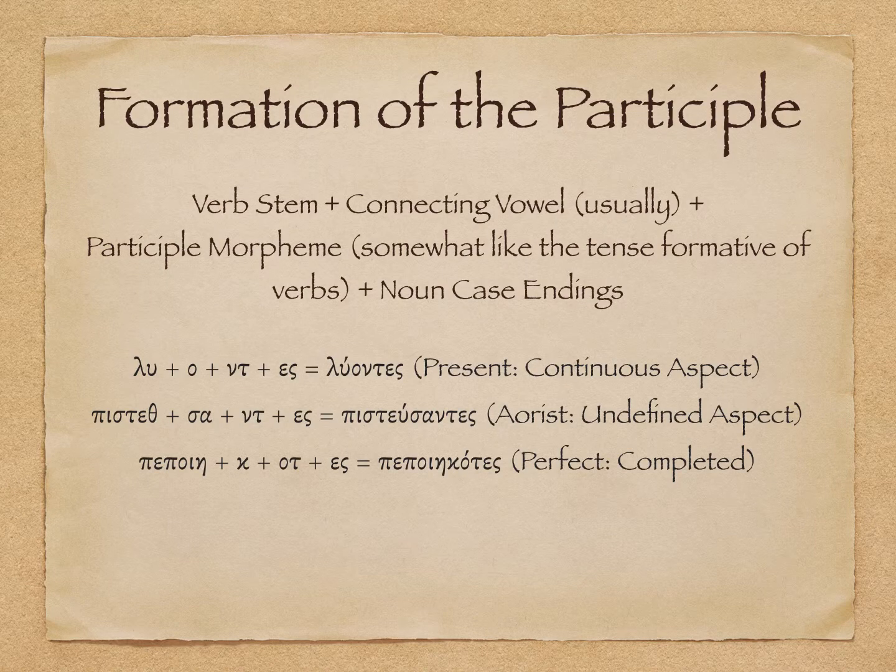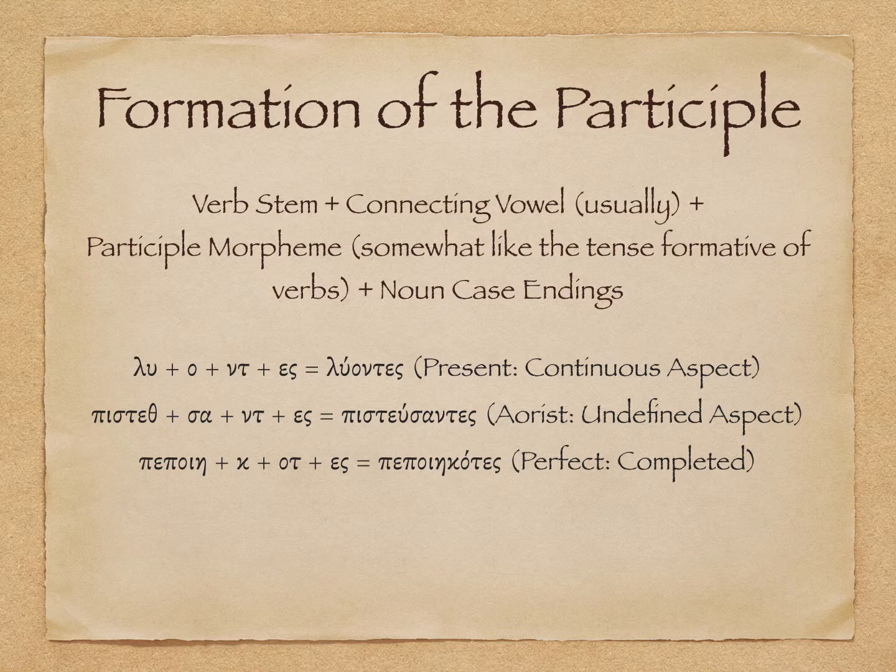They are formed from the verb stem plus a connecting vowel. Normally there's a connecting vowel, and a participle morpheme. And the participle morpheme for a participle is somewhat like the tense formative of verbs. Do you remember the tense formative for the first aorist active? Sigma alpha together. First aorist passive, theta and eta. Remember for the perfect active? Kappa, alpha. For the future active, just the sigma, or liquid epsilon sigma.